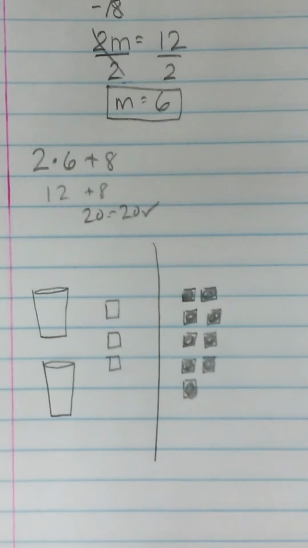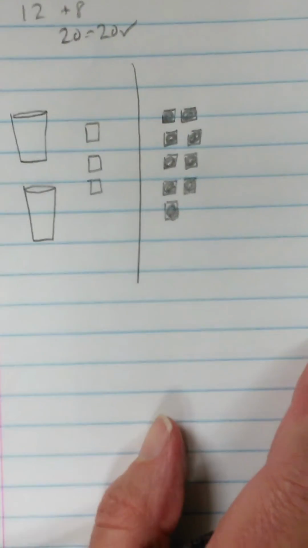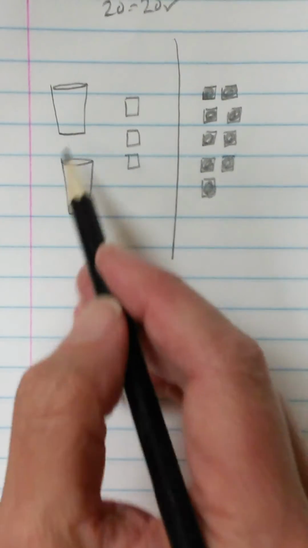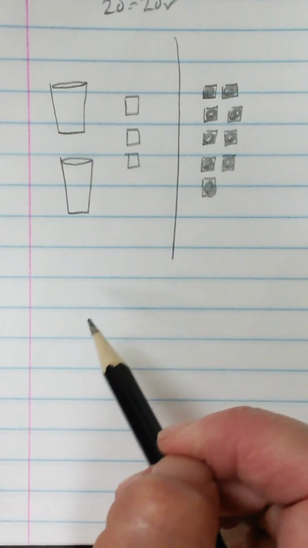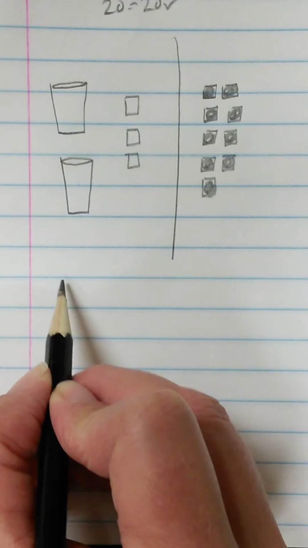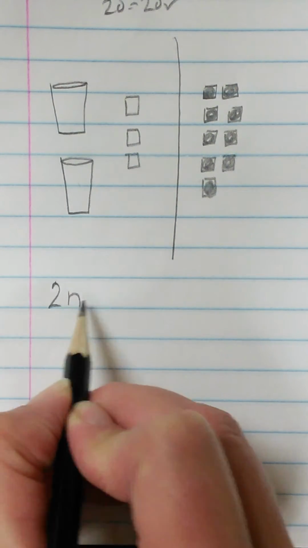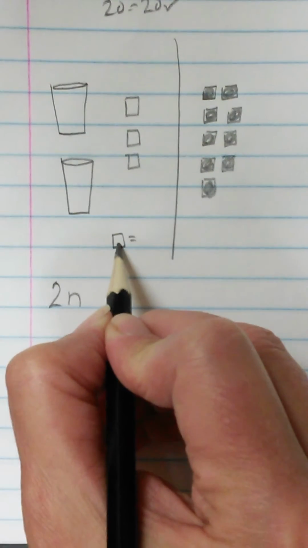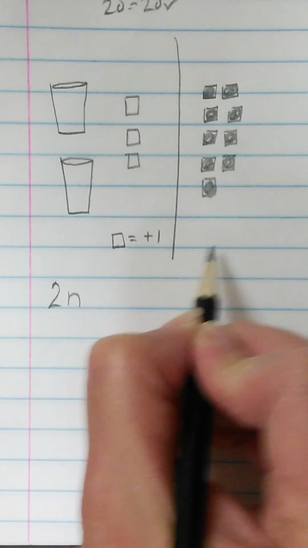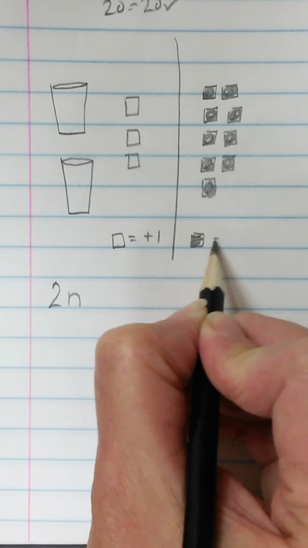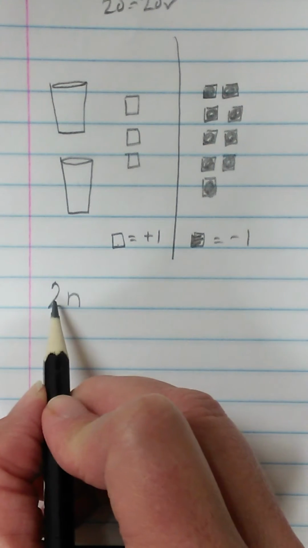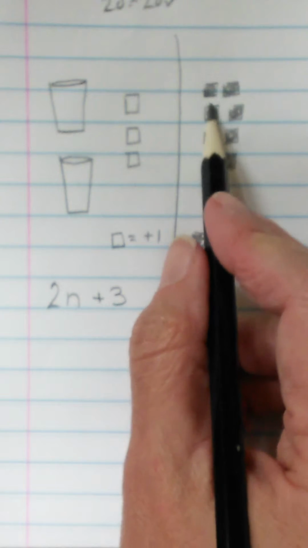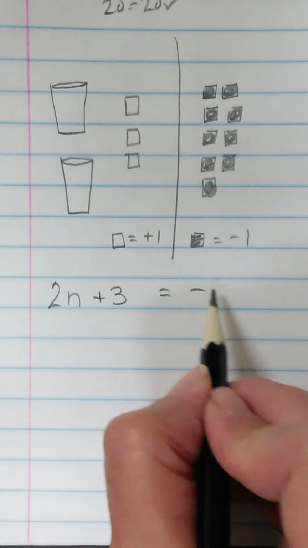If we were to look at a model of a two-step equation, you'll know that it's 2 steps because you have more than one operation. Remember, we had cups and colored chips that we used for this. Now, this would be like 2n. Oh, I've got to have a key. So let's say the unshaded one is a positive 1 and the shaded ones are a negative 1. Okay, so I've got 2n plus 3 equals negative 9.